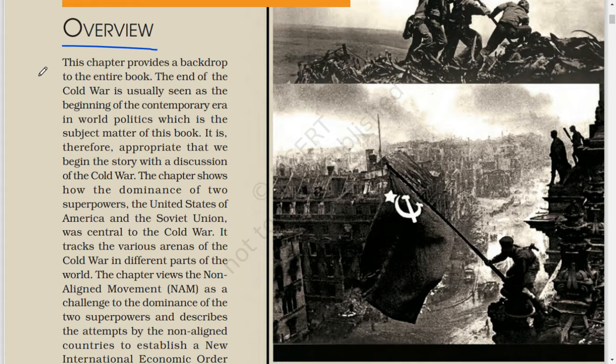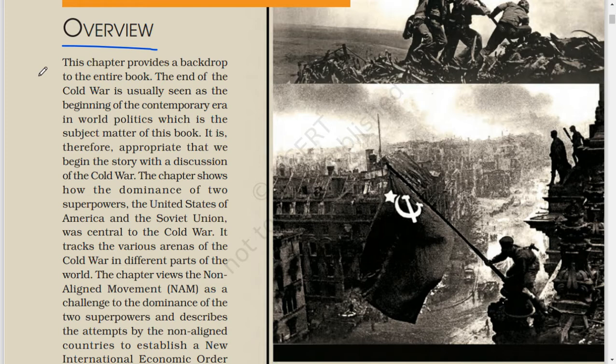The end of the Cold War is usually seen as the beginning of the contemporary era in world politics, which is the subject matter of this book. It is therefore appropriate that we begin the story with a discussion of the Cold War.